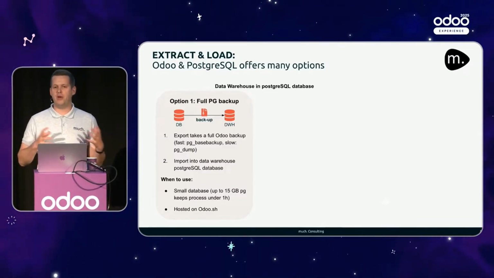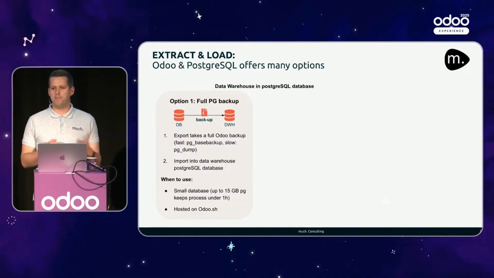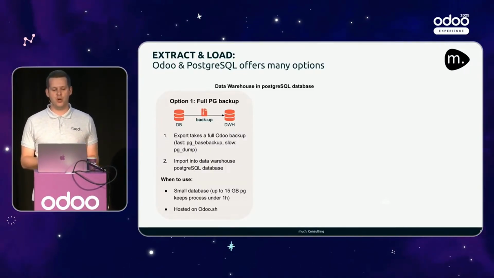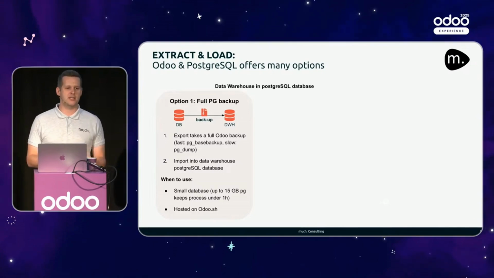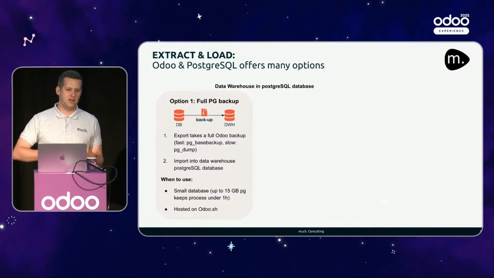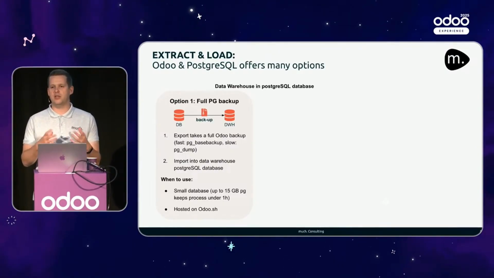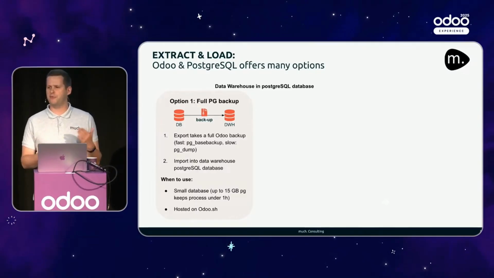You have the first very obvious option. It's the full Postgres database backup. This option is especially used if you're on Odoo SH and if you have smaller databases that you can still pull in one piece, right? And what you can do effectively is you just take your database on Odoo SH. You can take up to 5 a day.